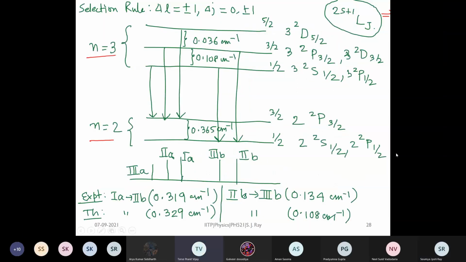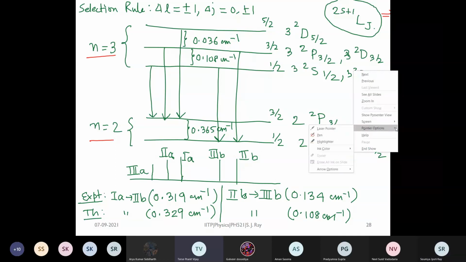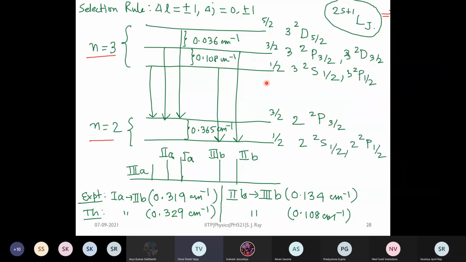Sir, why are some transitions happening between the same values of L? Sir, there are some transitions happening from S to S, 3S to 2S. So the selection rule will be violated, right? You are saying which one? You tell me specifically. Sir, the 3B line. 3B line, right. You mean this one to this one, right? Yes.